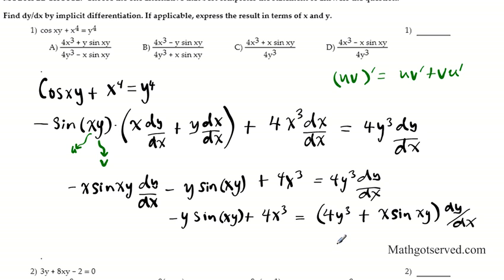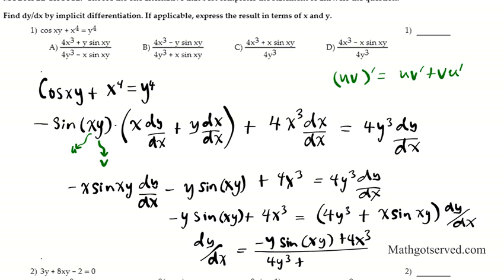Okay, and then to finally get dy/dx by itself, I divide both sides by 4y to the third plus x sine xy, and the final answer will be dy/dx equals negative y sine xy plus 4x to the third divided by this term right here. As a result of dividing both sides, we have 4y to the third plus x sine xy. Okay, so there goes your final answer. So this is the same as option letter B.